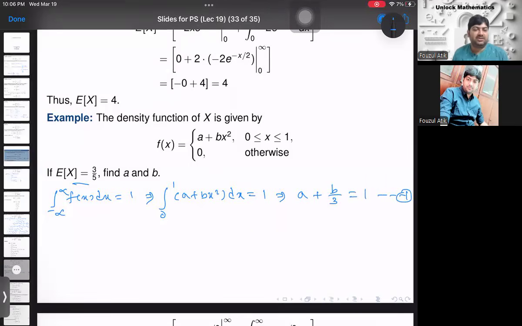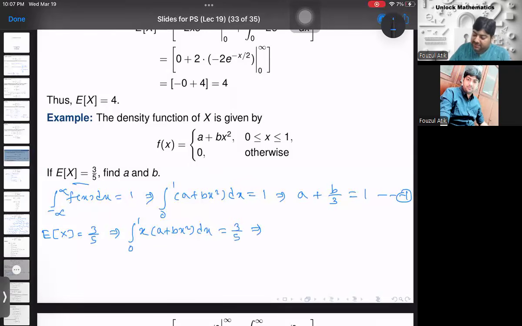Now another condition is also given. Expectation is given as 3 by 5, so let us apply that. So E of x, the expectation of x, is equal to 3 by 5. If I apply this condition, that means the integration from minus infinity to infinity of x f(x) dx, but it is valid between 0 to 1. So x into f(x) is a plus b x square dx. This is equal to 3 by 5.